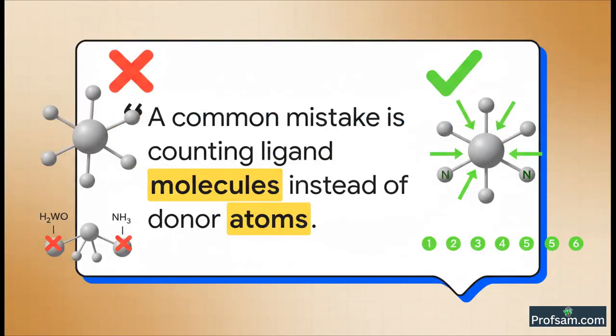Simple, right? And this brings me to the most common mistake that I see students making year after year. They just count the number of ligand molecules they see in the formula. Please do not do that. You must always count the total number of donor atoms that are directly bonded to the metal. That is the correct coordination number.